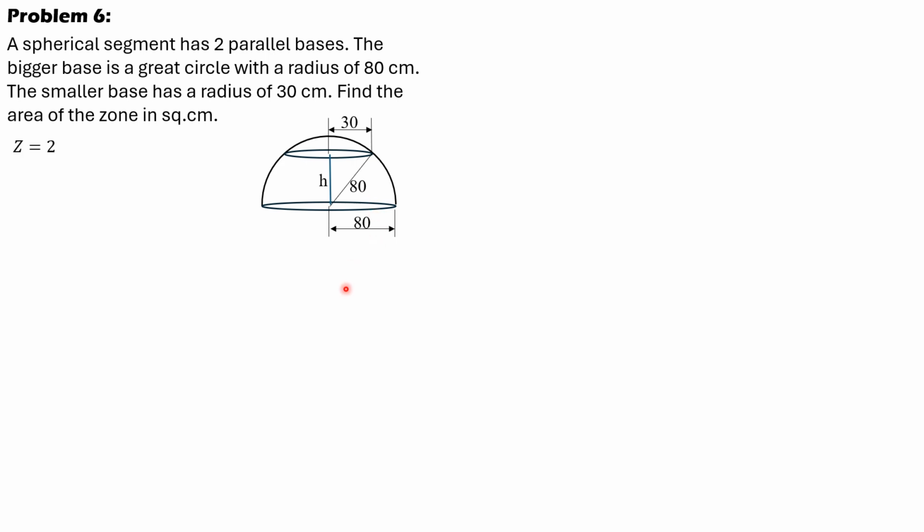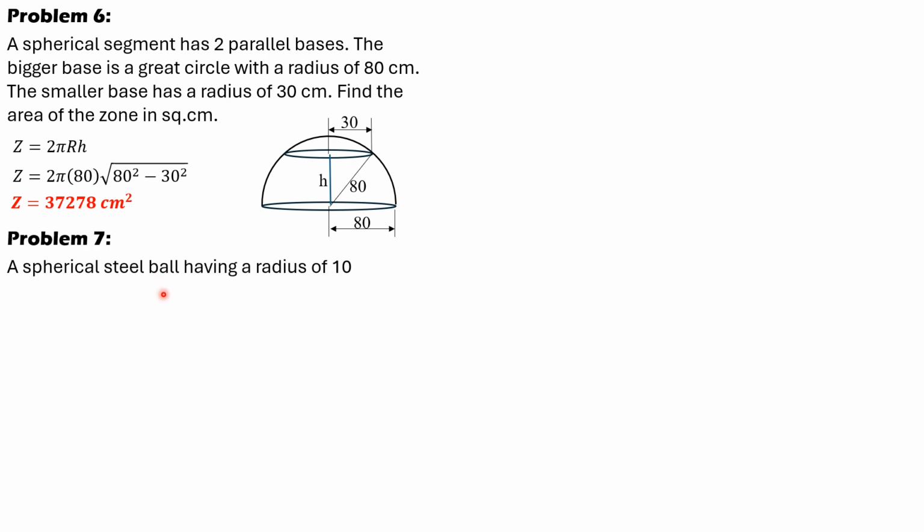So zone area is 2 pi Rh, R is 80, and h is square root of 80 square minus 30 square. So substitute, zone area is 2 pi times 80 times square root of 80 square minus 30 square. So computing using your calculator there, the zone area is 37,278 square centimeters.